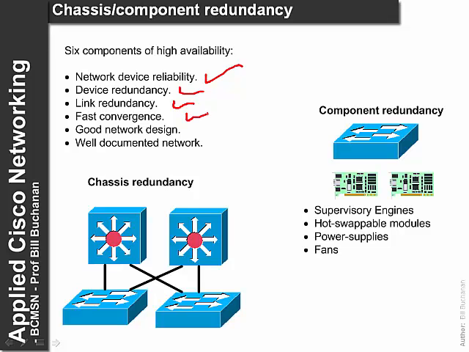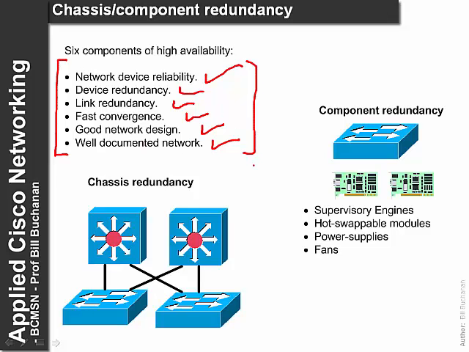We need fast convergence. Any small changes in the network need to be converged quickly. We need good network design, a good layout. We need to understand where we should put our network equipment in order that we have good availability, and we also need to have a well-documented network. It is these 6 principles that will allow us to maximize the uptime of the network.